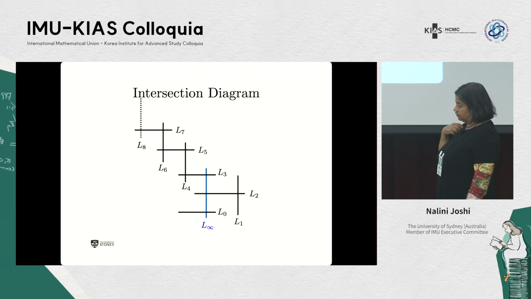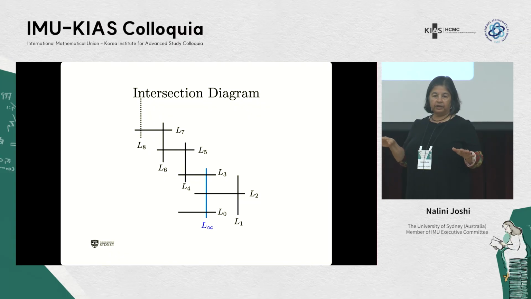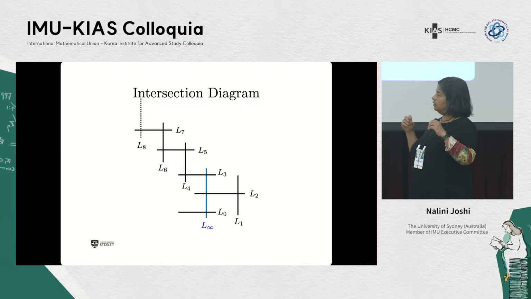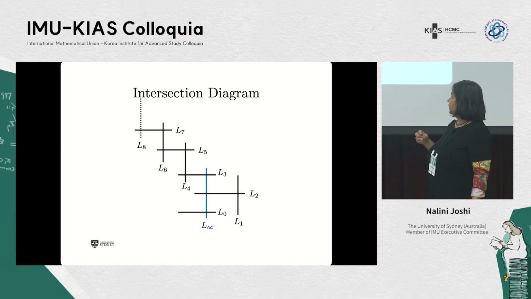This is called the intersection diagram. And after 9 blow-ups, everything's done. There are no more singularities. Everything is well defined. The dynamics are beautifully separated. So what does that mean?